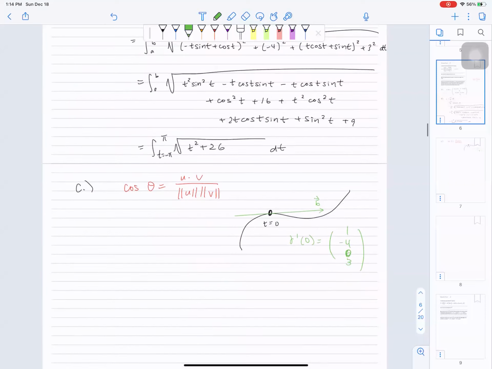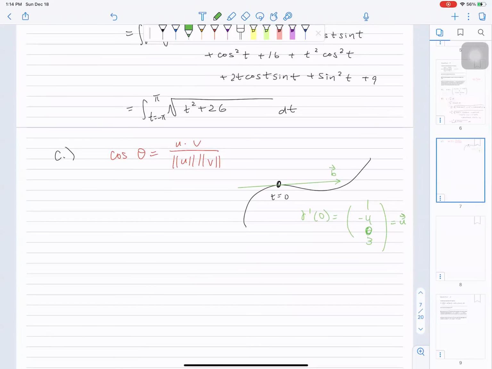So that's my first vector. I'll call it u. And the question is asking, what angle does it make with the positive x4 axis? What is the x4 axis? The x4 axis is all zeros everywhere, except you have a 1 in the fourth component. And I'll call that b.